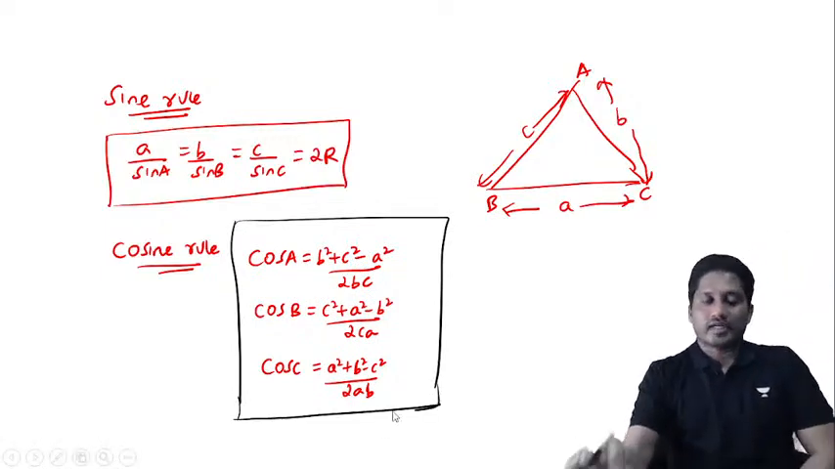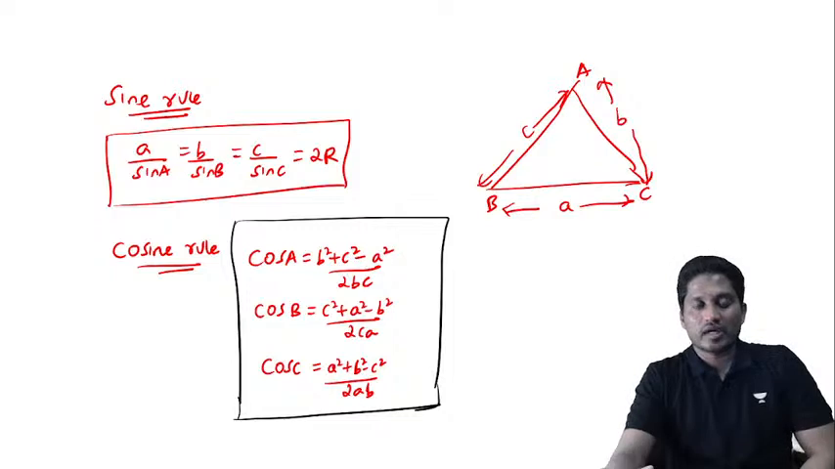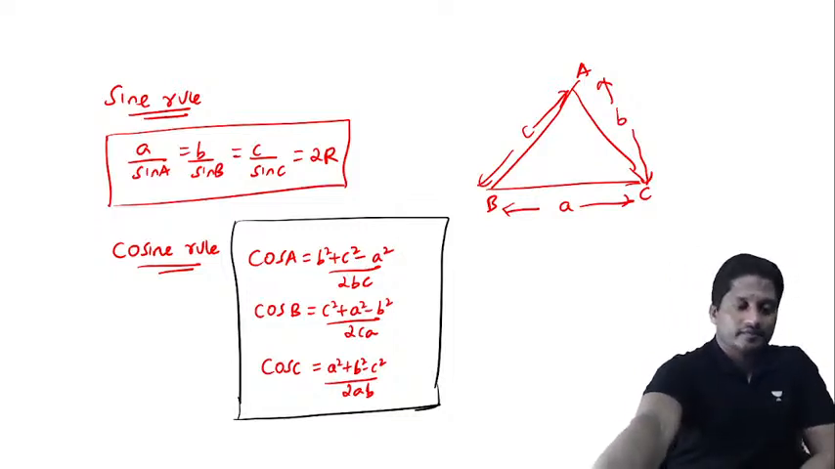One more: sine rule, cosine rule, then the Napier tangent rule, half angle, that's all not required. Just remember sine rule and cosine rule for KCET.